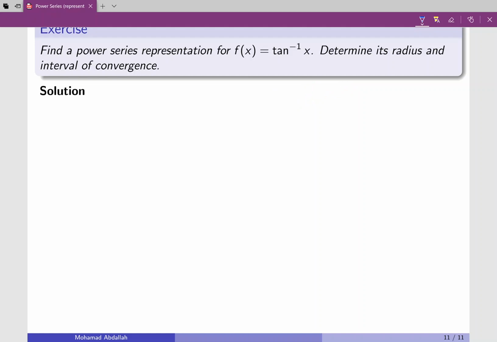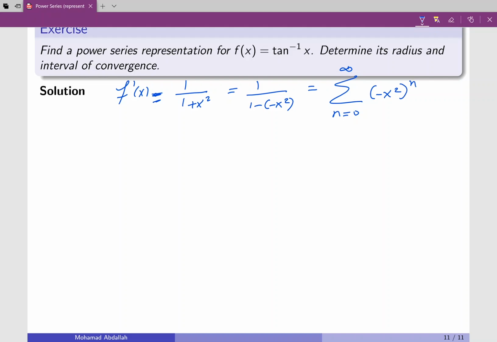So recall that the derivative f prime of x is equal to 1 over 1 plus x squared. This is good news because this is a rational function. So this is 1 over 1 minus negative x squared, like this. So this is actually the sum from n equals 0 to infinity of negative x squared to the power n. Okay, and that means what? That means that f prime of x is equal to the sum from n equals 0 to infinity of negative 1 to the power n times x to the power 2n.